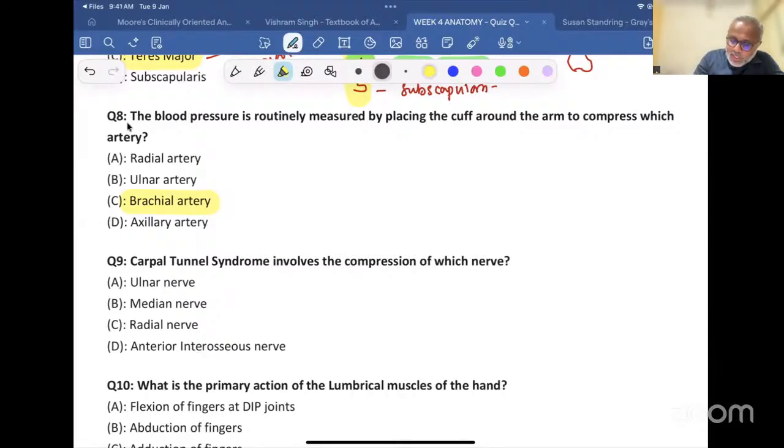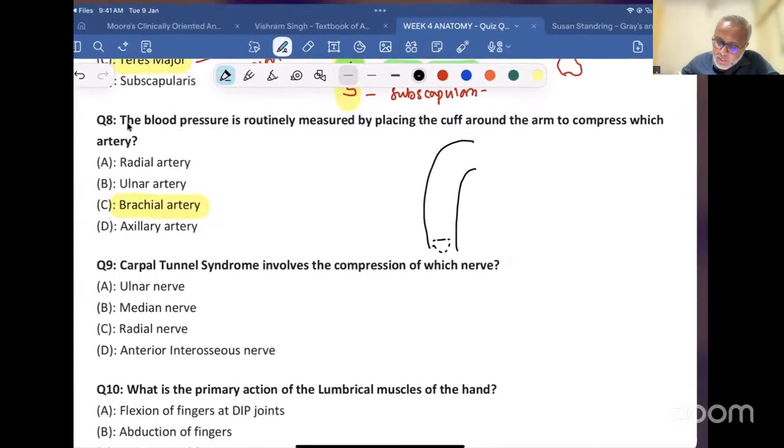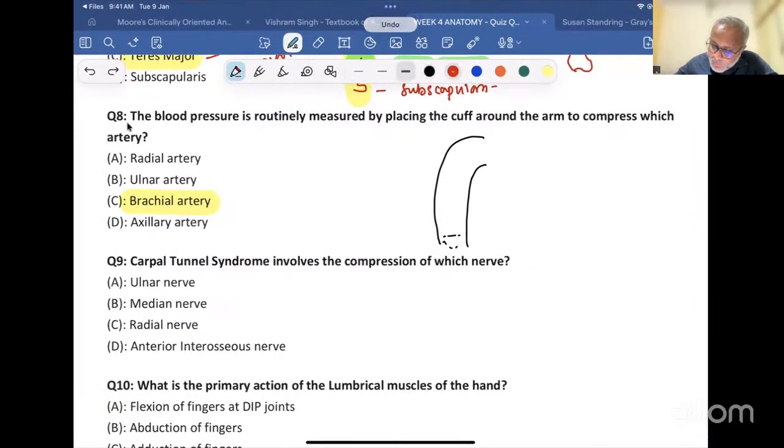Fine. So these are 2 points I want you to remember. For example, let's imagine we have the outline of the arm, and let's imagine here we have the cubital fossa, right? So we have the axillary artery, right? The axillary artery will continue as the brachial artery, right? The brachial artery at the level of neck of the radius will divide into two.